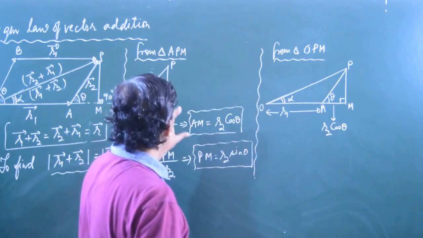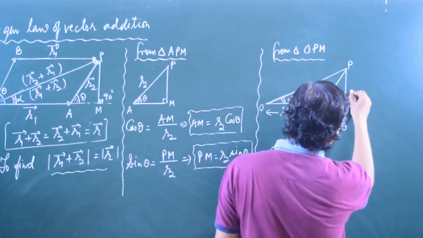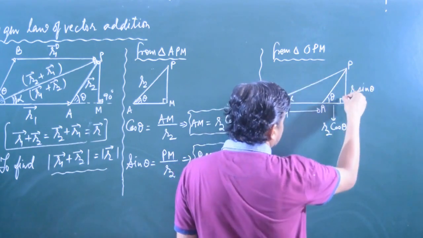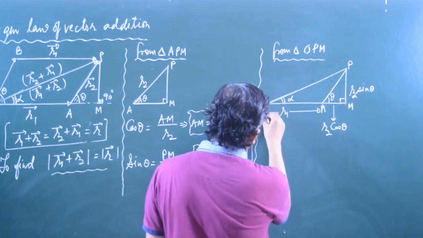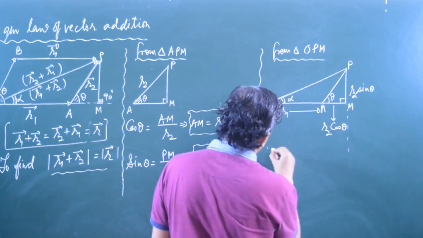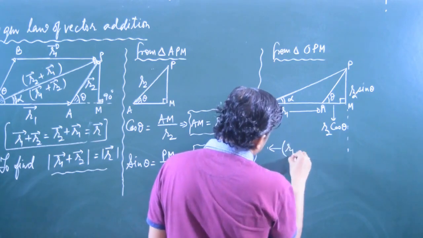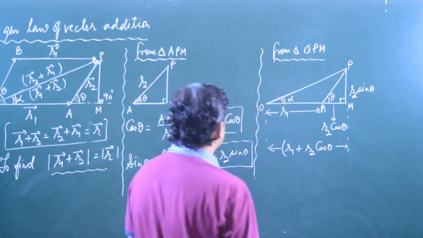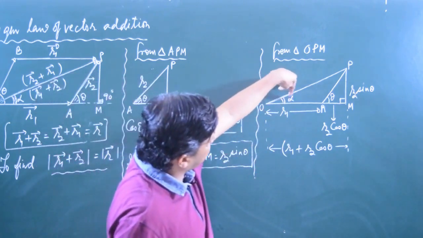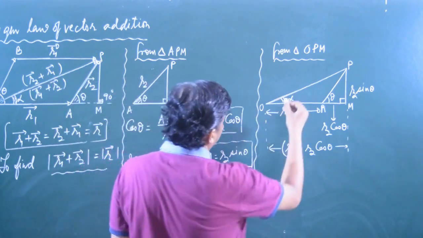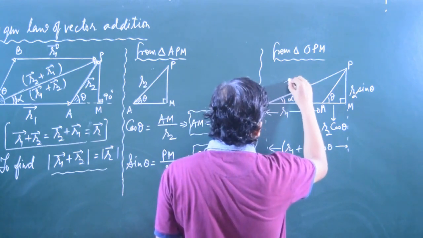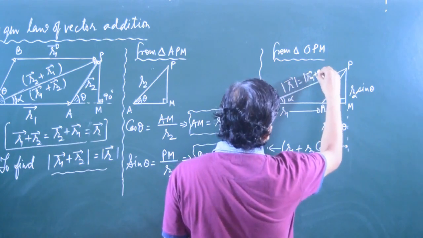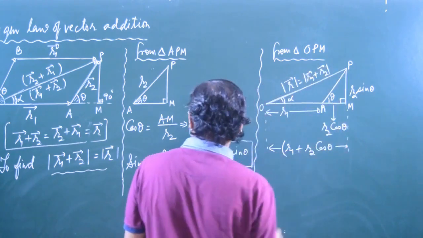And what about PM? That is R2 sin theta. So perpendicular PM is R2 sin theta. What about base? So length of the base, now see, it is R1 plus R2 cos theta. Now using Pythagoras theorem we may get the result of what? OP. So we'll get the magnitude of the resultant using the Pythagoras theorem. It is mod of vector R1 plus R2.